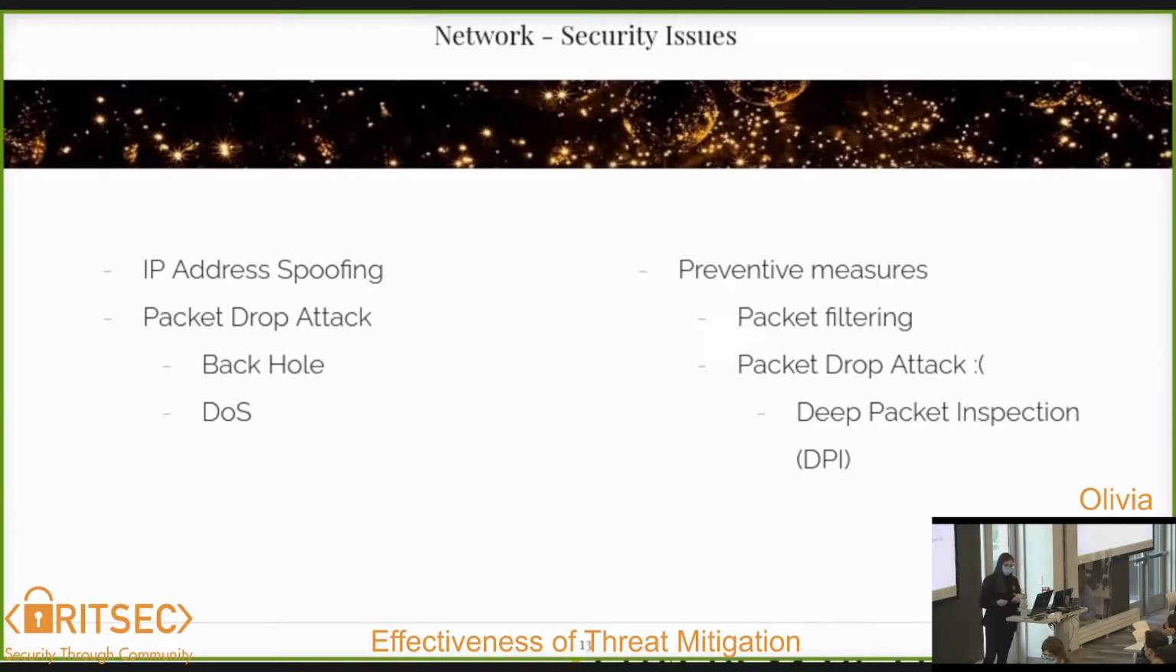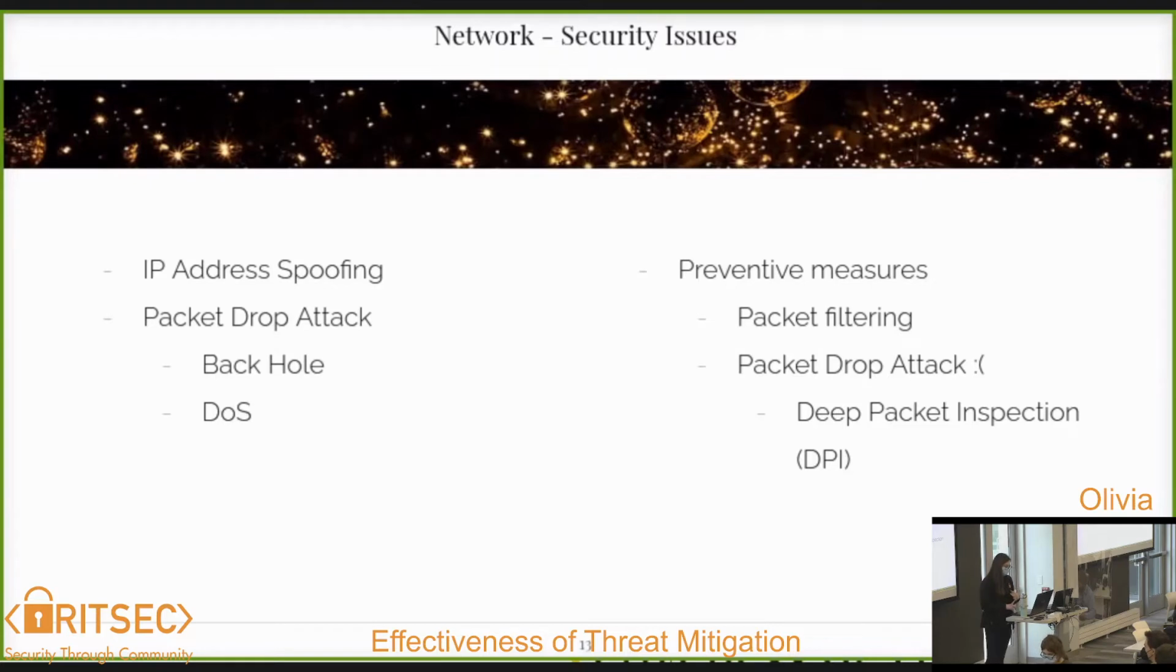So unlike layer 2 attacks, which primarily come about inside the network, layer 3 attacks can be performed remotely over the internet. One of the common attacks is called IP address spoofing, which is where an attacker impersonates a target by changing a packet's IP address to look like it came from the target. Another common attack is where compromised routers will drop packets that are supposed to be forwarded. This is called a packet drop attack or a black hole attack.